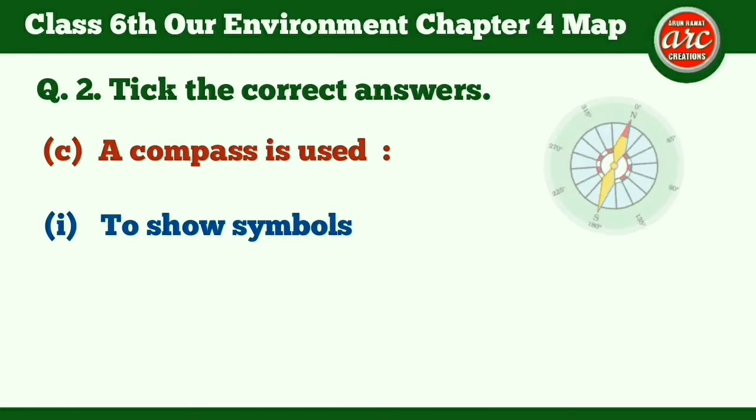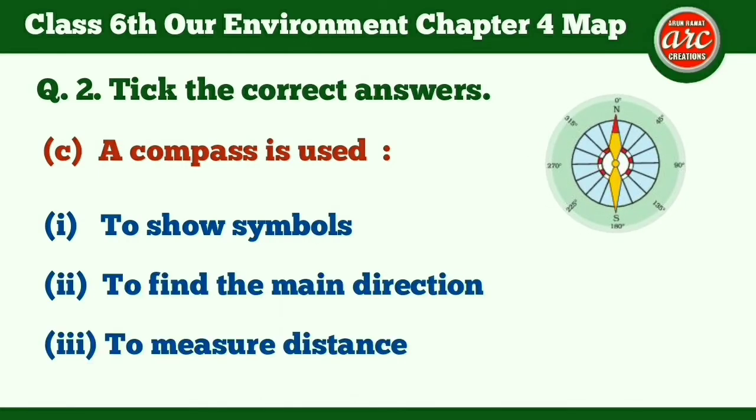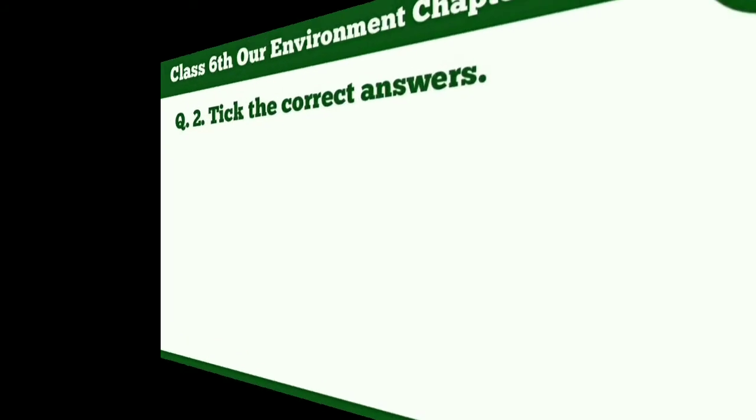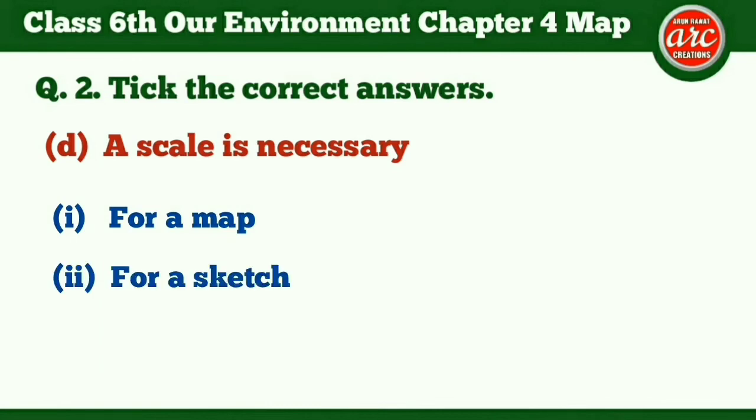C. A compass is used: 1. To show symbols, 2. To find the main direction, 3. To measure distance. The correct answer is number 2, To find the main direction. D. A scale is necessary: 1. For a map, 2. For a sketch, 3. For symbols. The correct answer is number 1, For a map.